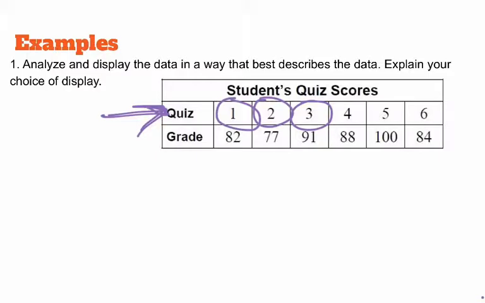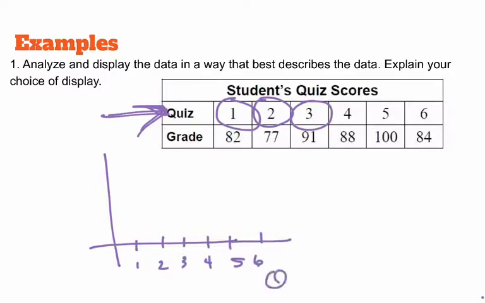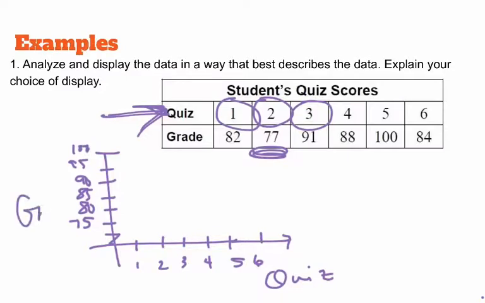So I'm just going to do a line plot just because it'll be real quick and easy for me to draw. So I've got quiz 1, quiz 2, quiz 3, 4, 5, and 6. So this is the quiz number. And then up my y-axis, I'm actually going to do a break since the lowest quiz score is a 77. So I'm going to start and I'm going to go 75, 80, 85, 90, 95, and 100. Now, your intervals should be the same for your scale. Mine's not perfect, but you get the idea.